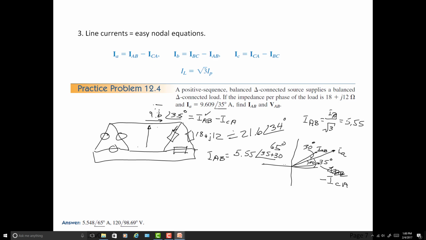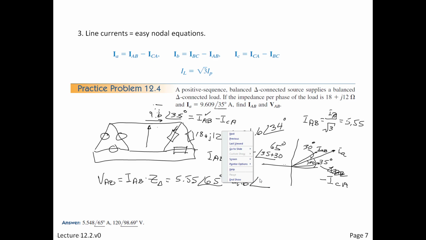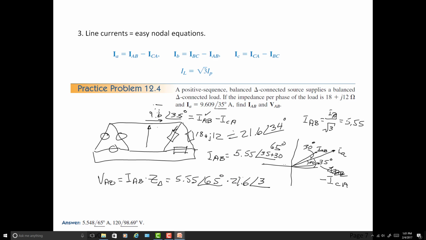Now the last thing we need is VAB, and easily enough, we're good with this. VAB is what? IAB times Z delta. Okay, and that's going to be pretty straightforward. That's our 5.55 at an angle of 65 degrees times 21.6 at an angle of, where were we there?